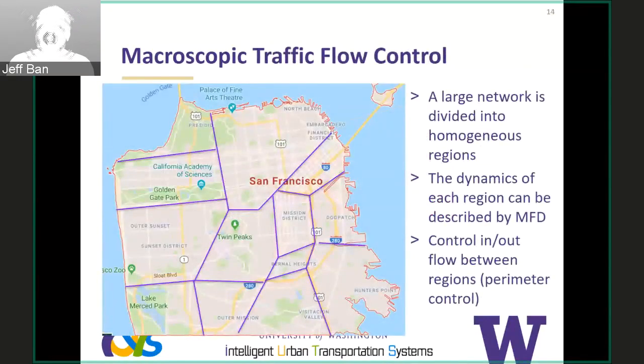Because of that, if you can divide your entire network into these regions, and you can meter the inflow and outflow between the regions, then this leads to the so-called perimeter control, or what I call macroscopic network control. For example, I arbitrarily divided San Francisco into different regions, then you can imagine how you can control the dynamics, right? That's called perimeter control because you control the boundary flows in and out of a region, right?